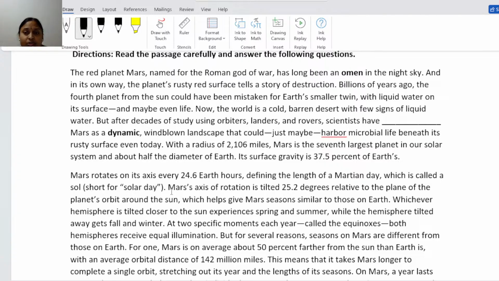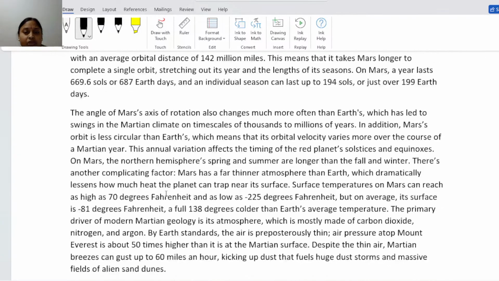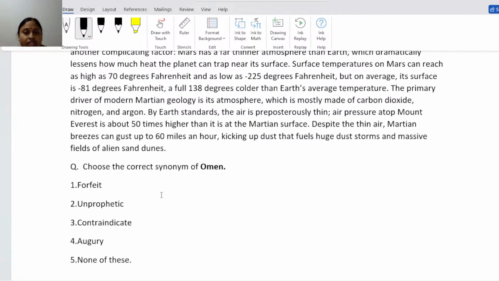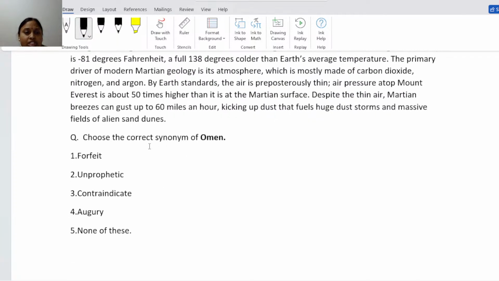Regarding this first line, first question, please choose the correct synonym of omen. What is the meaning of omen? So here omen meaning is augury. What it means is an occurrence believed to support a future event.